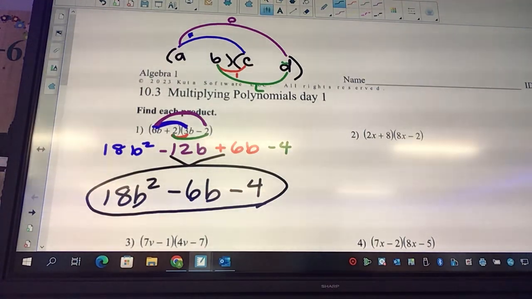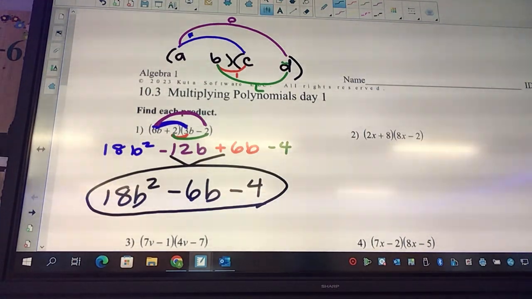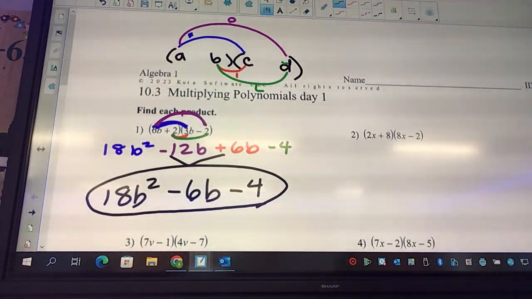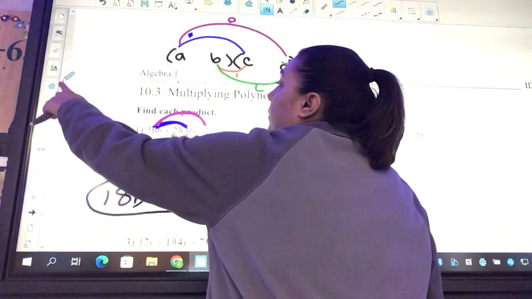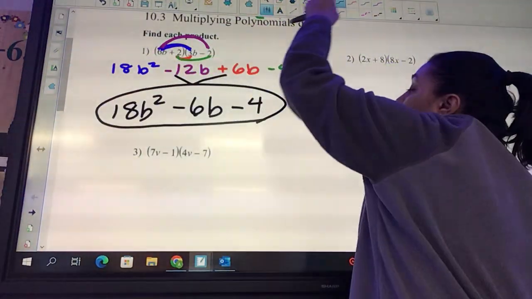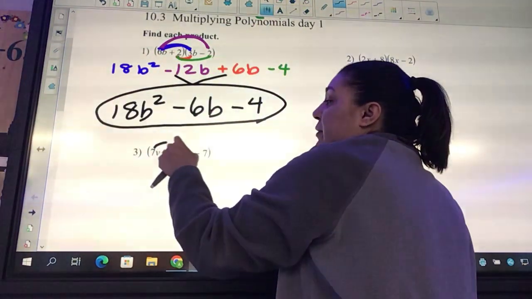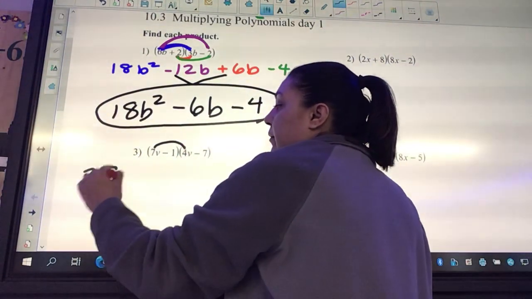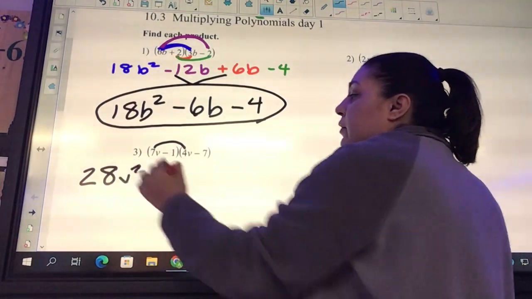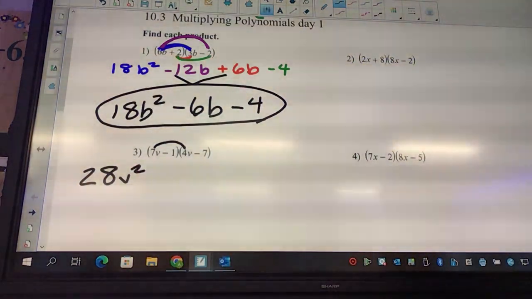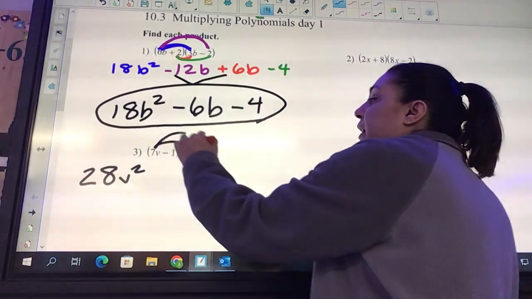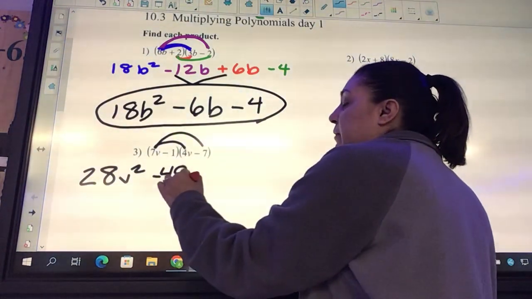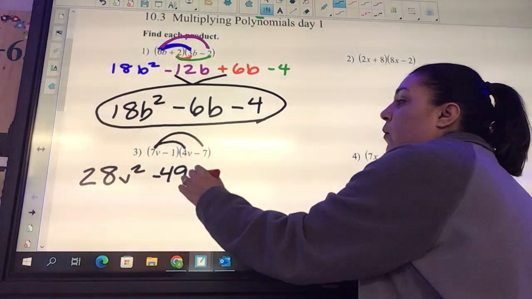And so that's going to be your steps every single time. You're going to multiply the first, the outer, the inner, the last, and then combine your like terms. So if we're looking at this one, 7 times 4, 28. How many B's? 2. We have B2. 7 times -7, -49. How many B's? 1.